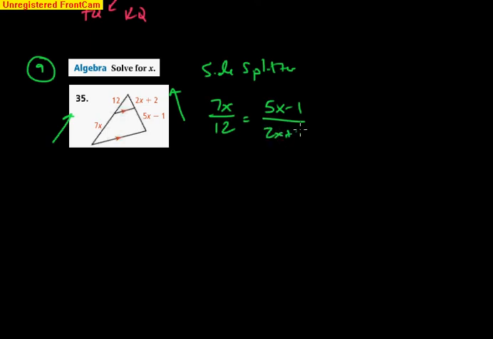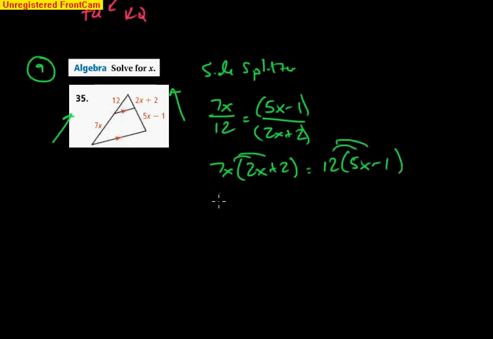Okay, two more problems. Number 9, solve for x. This is the side splitter idea. So let's start with 7x. Work up the transversal over 12 equals, go back to 7x, 5x minus 1. Work up the side, 2x plus 2. These are binomials, so put them in parentheses. 7x times 2x plus 2 equals 12 times 5x minus 1.